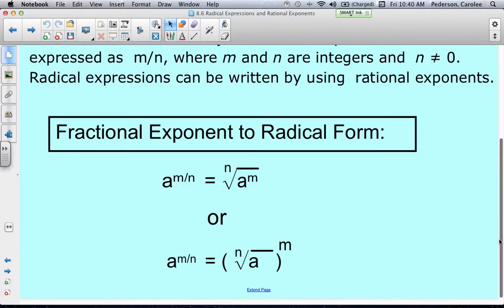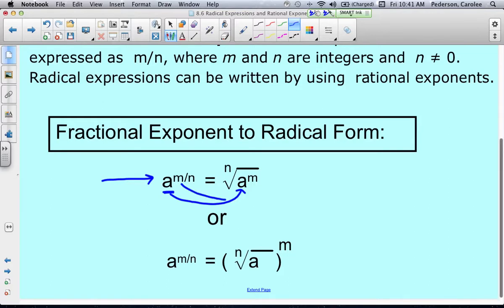You can convert from a fractional exponent to radical form in the two equations below. So this is called a fractional exponent. It has a base of a raised to a power of m over n. You can convert it back to a radical. Be careful where you put the pieces. The base goes underneath. The m also goes underneath now as a power. And then this denominator is written as its index.